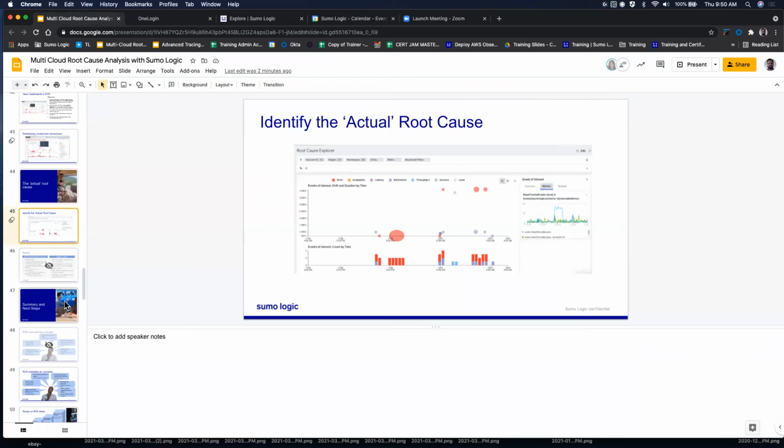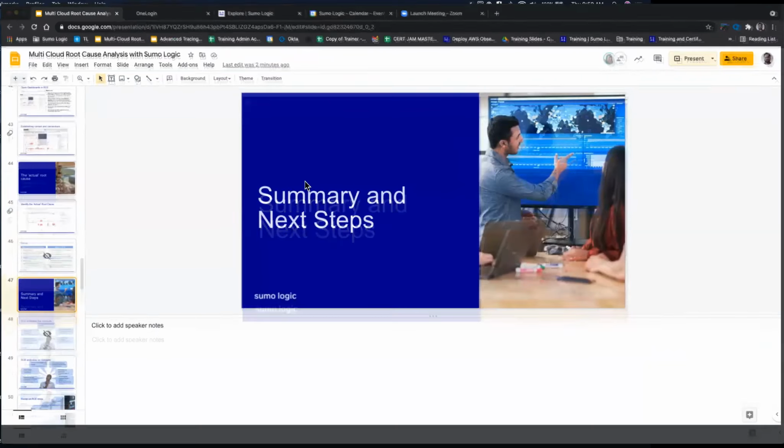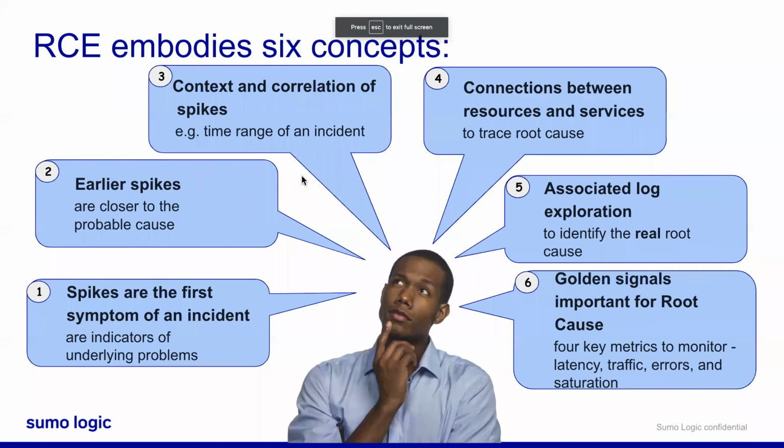All right, so we went through a lot today, but let's go ahead and start to wrap things up. So we talked about how RCE embodies those 6 concepts, the spikes being the first symptom of the incident, those earlier spikes being probably related to probable cause, the context and correlation of spikes really helping us decide on a time range, which is really going to be important to focus in on a period of time rather than just looking at a giant set of data across months and months of data. We want to really zoom in.